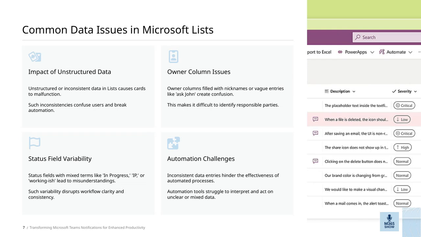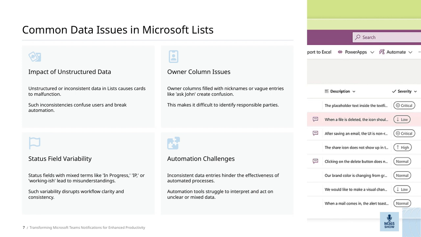Let's talk about some common data issues we encounter in Microsoft Lists and how they impact our productivity. First, inconsistent data entries can really hinder the effectiveness of our automated processes. When the data isn't standardized, automation tools struggle to interpret and act on it correctly, which can lead to delays or errors. For example, status fields often contain mixed terms like in progress, IP, or even working-ish. This variability causes misunderstandings and disrupts workflow clarity, making it harder to track progress accurately. Consistency in status updates is key to keeping everyone on the same page.